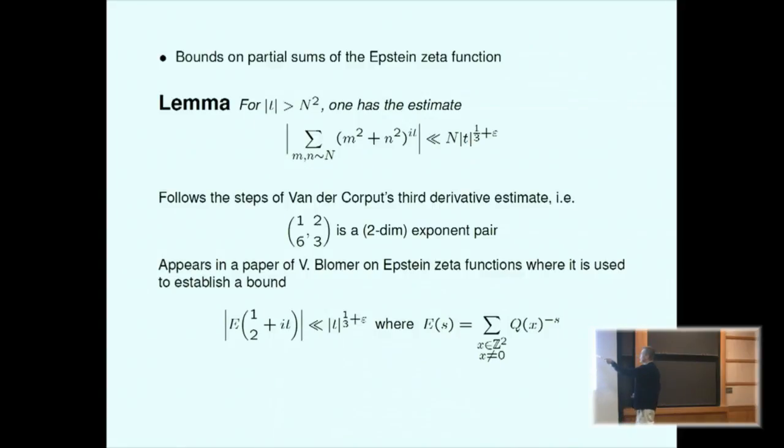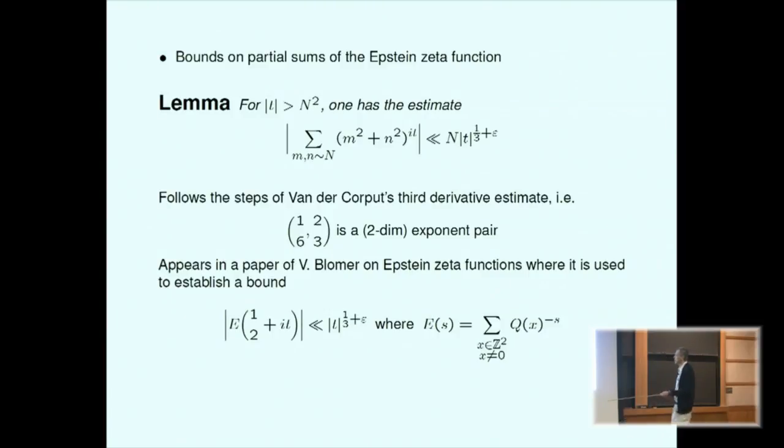If you had one variable, then the bound would be N to the power 2 times T to the power 1 over 6, which you recognize quite easily if you're a little bit familiar with this theory. These estimates, in fact, come from van der Corput's third derivative estimate, which can be rephrased by saying that (1/6, 2/3) is an exponent pair. For the usual one-dimensional sums, it is a standard exponent pair. Now, it turns out that (1/6, 2/3) is also a two-dimensional exponent pair.